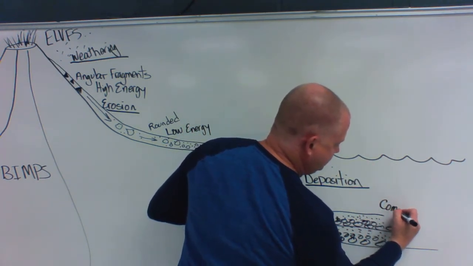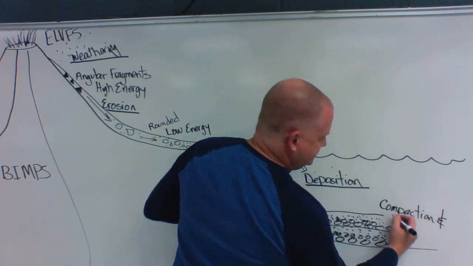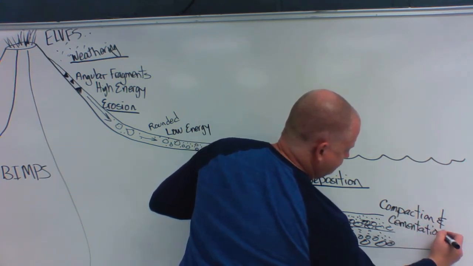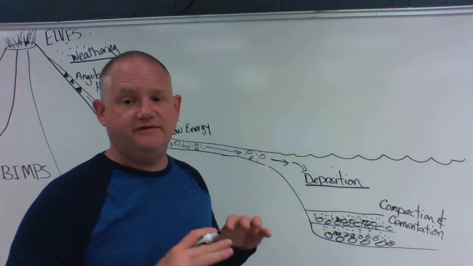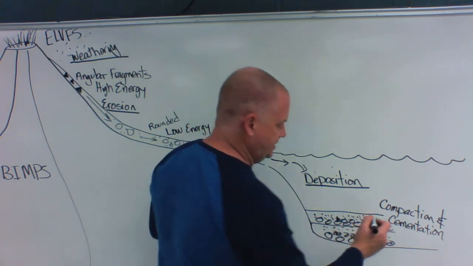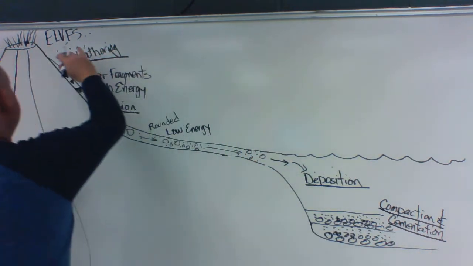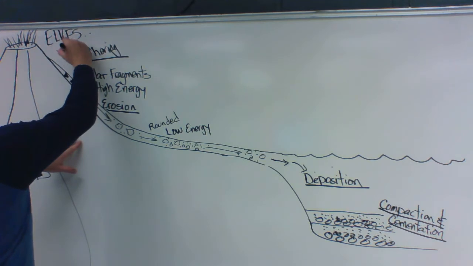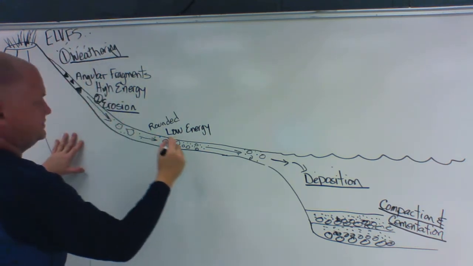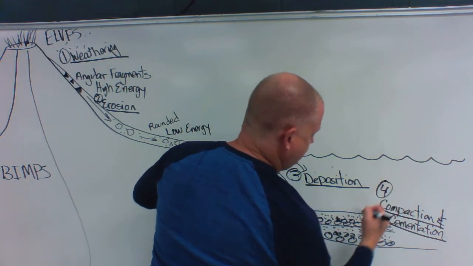We have compaction and cementation. Remember, cementation is just a fancy word for particles getting glued together. That's all that is. All right, so there's your 4 steps. So we have, come back here, put some numbers on these. 1, fix the W. We have step 2. We have step 3. And then here we have step 4.